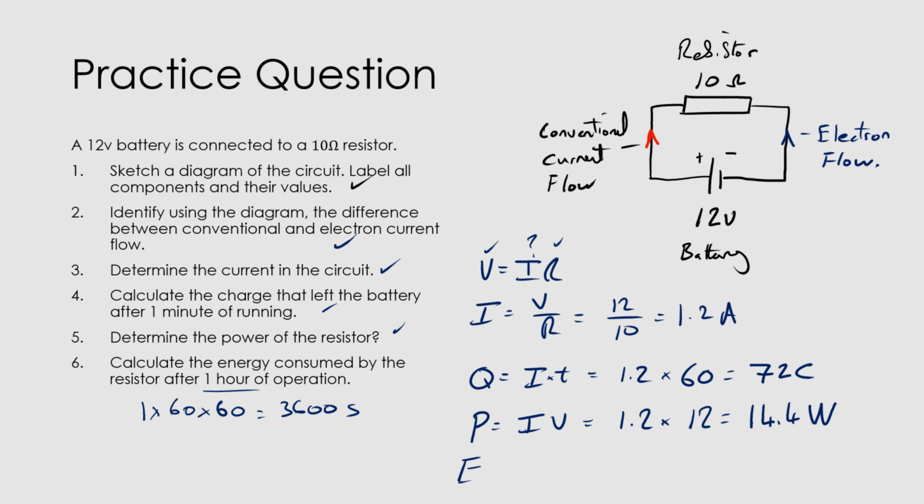Energy, or E, is equal to the power times time. So in this case, our power was 14.4 multiplied by our time of 3,600 seconds, which equals 51,840 joules. If we were converting that into engineering notation, which I'll do, 51.84 kilojoules of energy.